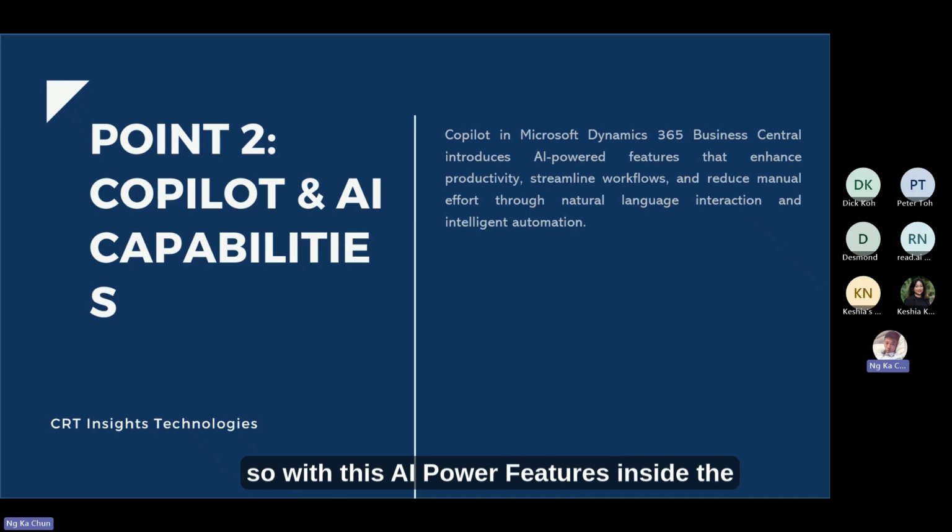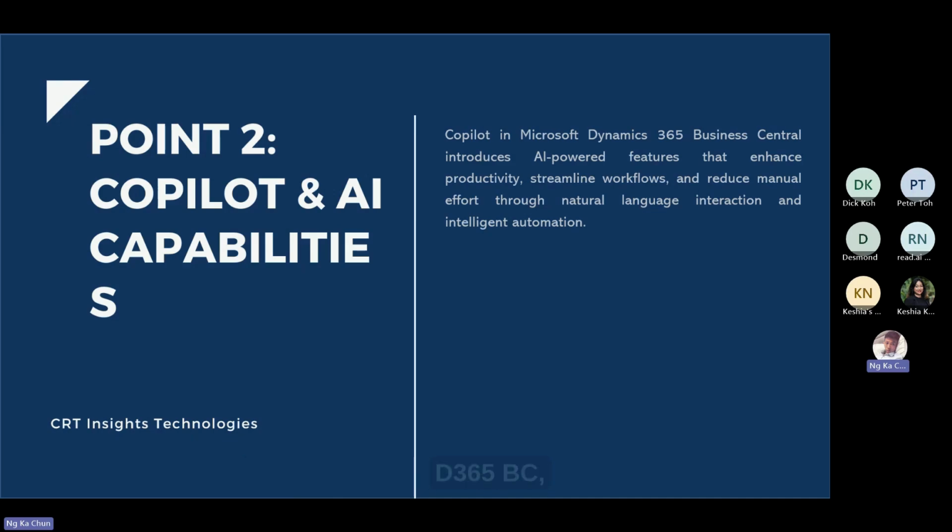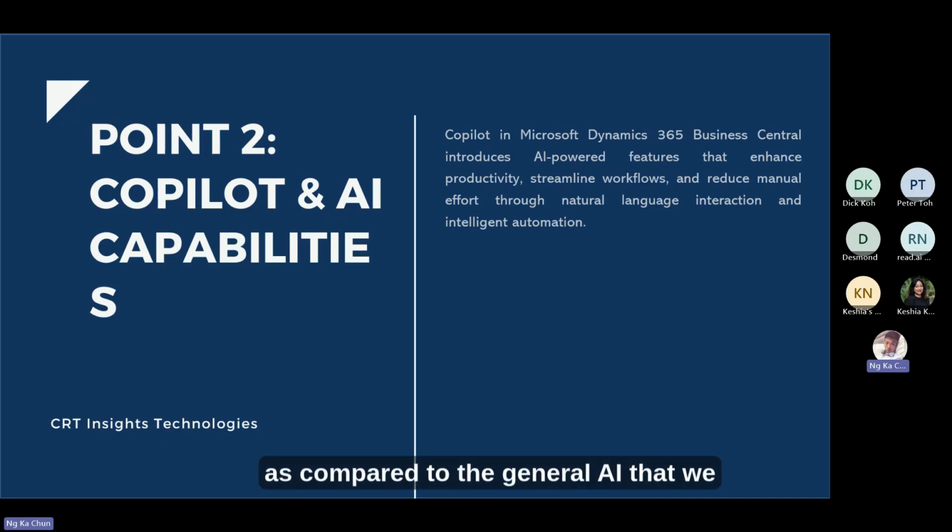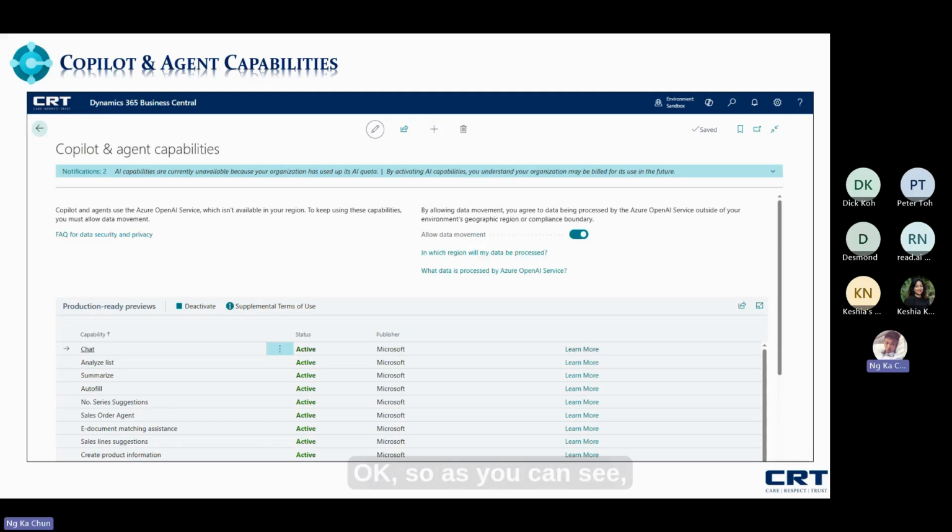Okay, so with these AI-powered features inside the D365 BC, the main concept is actually to be more functional and task-oriented as compared to the general AI that we normally see people use, like ChatGPT, all those things, right? The Copilot AI inside the BC is more focused on the task-oriented and also the functionality specifics. So let's go inside here, okay?